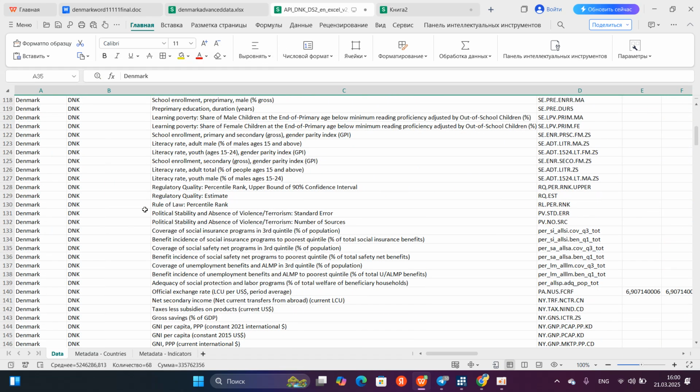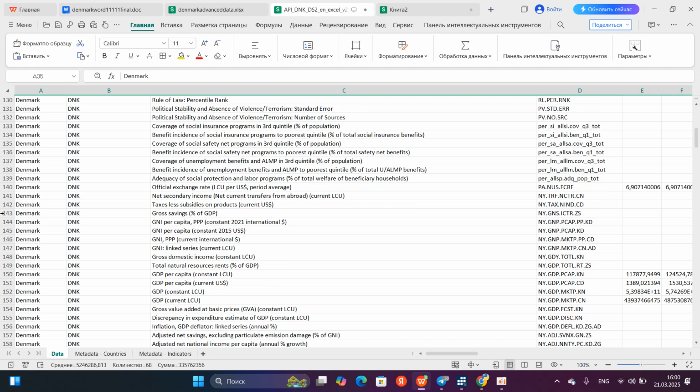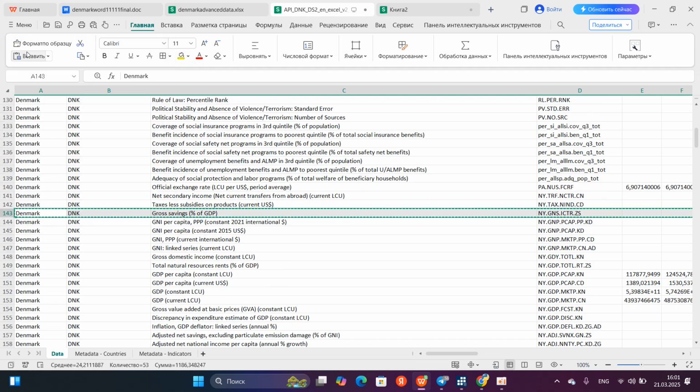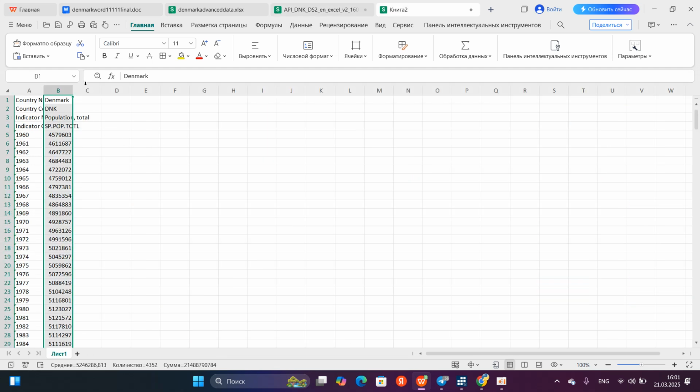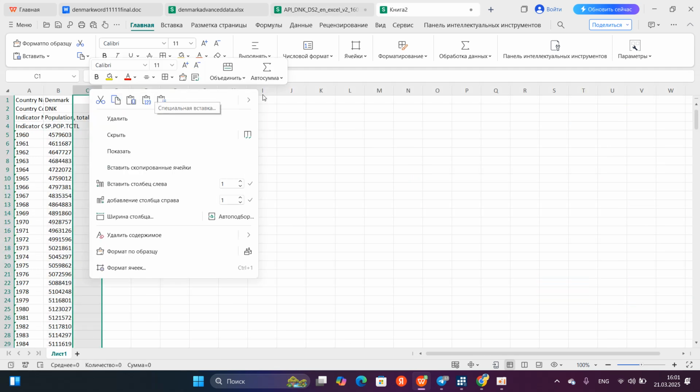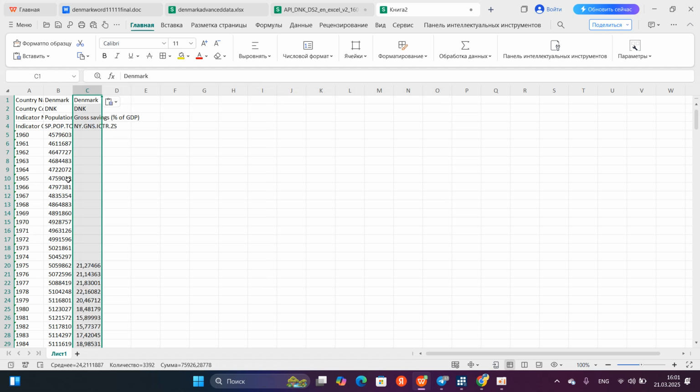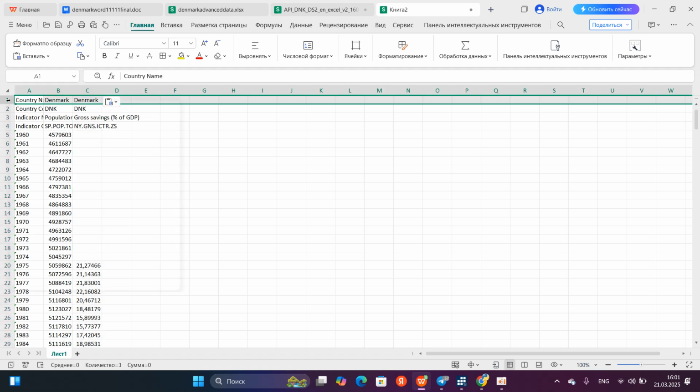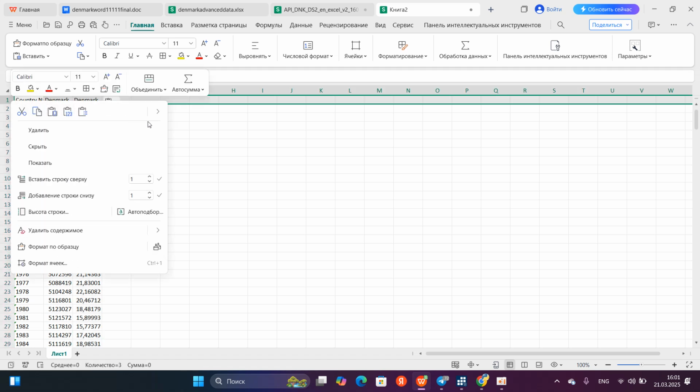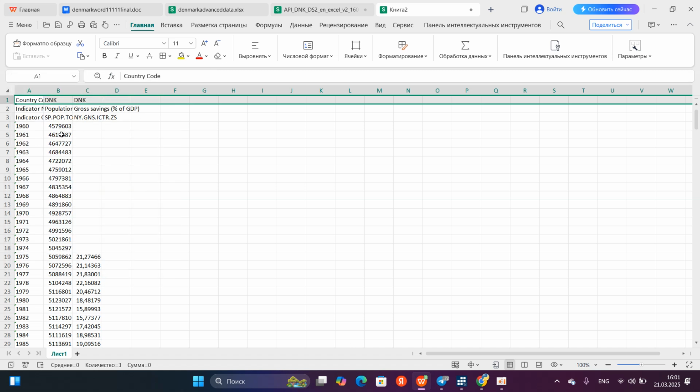And then you can get any information. It may be gross savings. Copy and paste. And don't forget to delete some unnecessary information. They are the country name, because we know which country we are studying, and the country code also. Don't delete the indicator names, indicator codes.